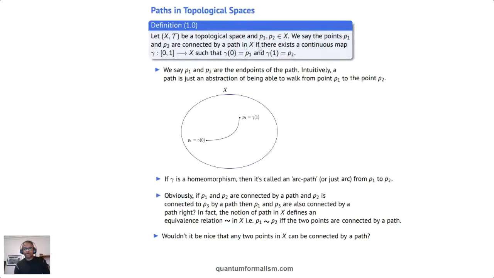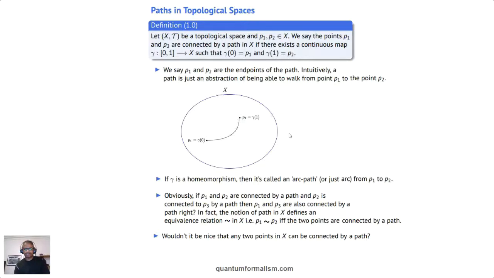That's it. So the only requirement for this to be a path is that it has to be a continuous map from this [0, 1] interval, which is understood as a topological space, inheriting the subspace topology of the standard topology on R. We say the 2 points P1 and P2 are the endpoints of the path. P1 is the initial point, P2 is the endpoint. Intuitively, this is essentially just an abstraction of being able to walk from P1 to P2, walking in a continuous manner without interruption.